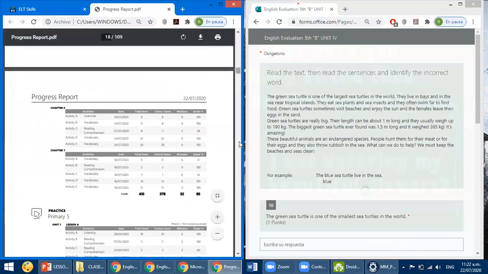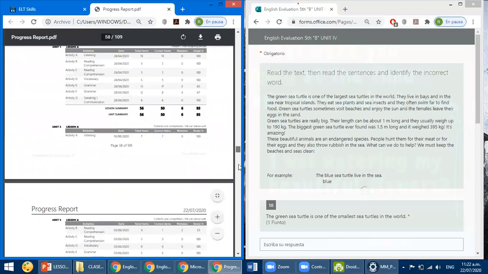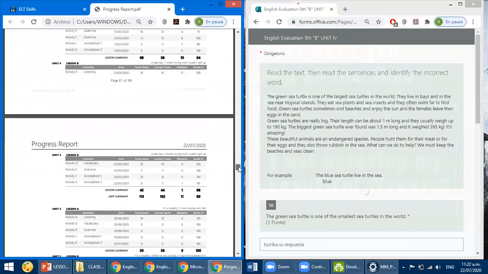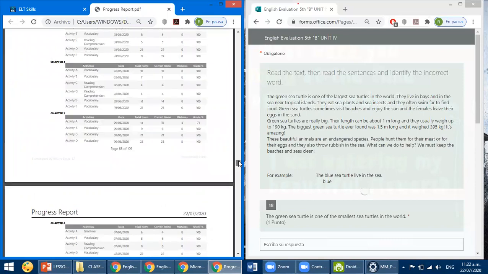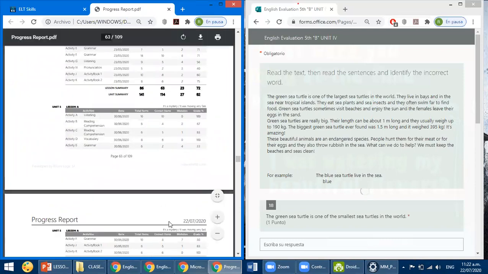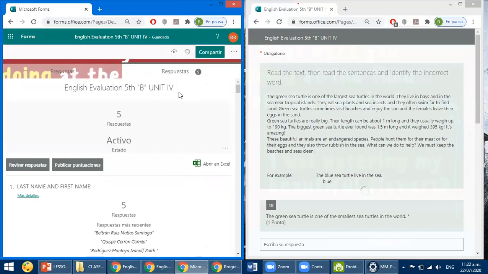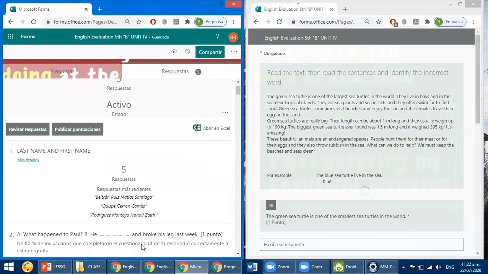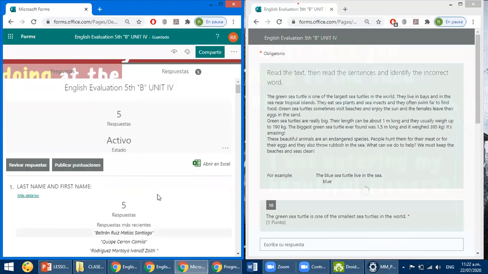Ah, no, profe, es que dejé mi micro encendido. Profesor, ya acabé. Yes, 5 students had finished. Ivanov, Camila, Matías, Santiago.